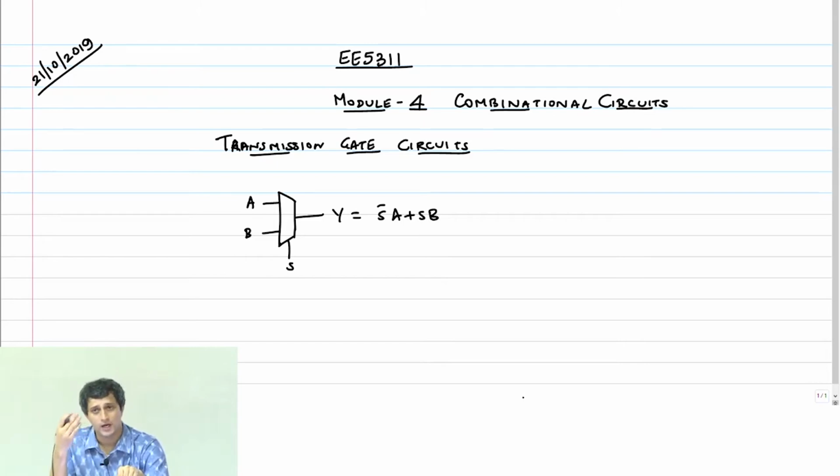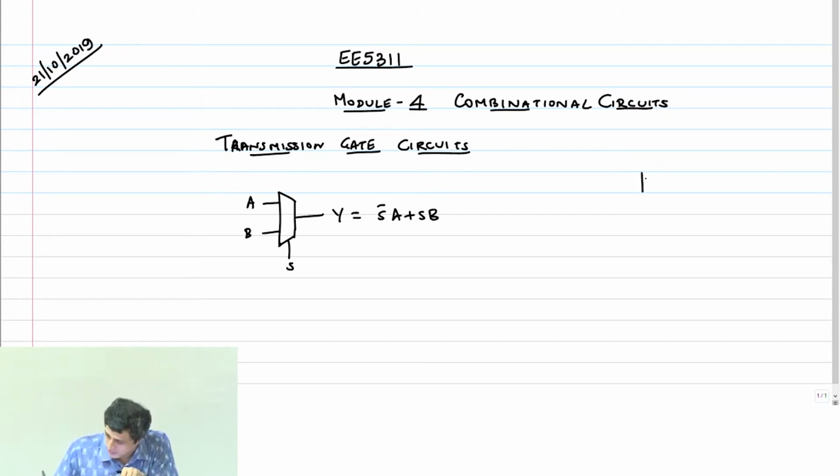Similarly, if I now take this to a 4:1 multiplexer, it's going to become that much more complex because it will be S1 bar, S0 bar into A, S1 bar, S0 into B, and so on. And as I take the complexity higher and higher, the circuit is going to become really, really complex, right? So it turns out that when you want to implement something like a multiplexer, the best thing to use is a transmission gate.